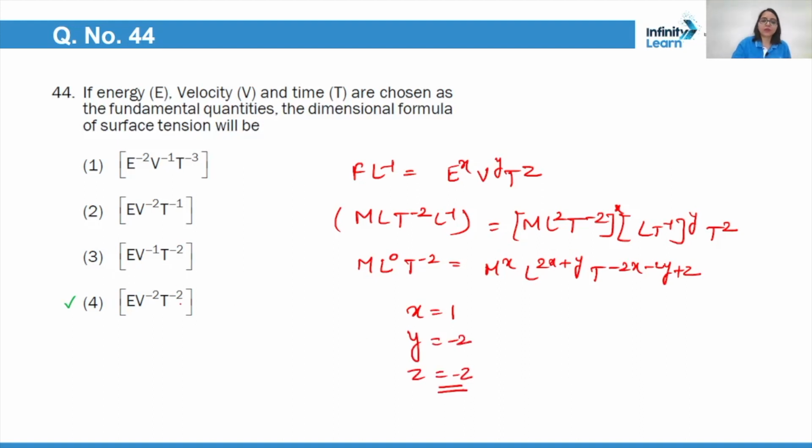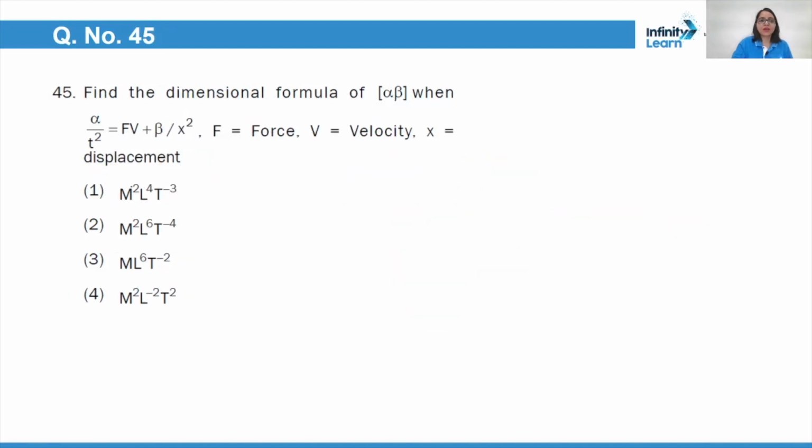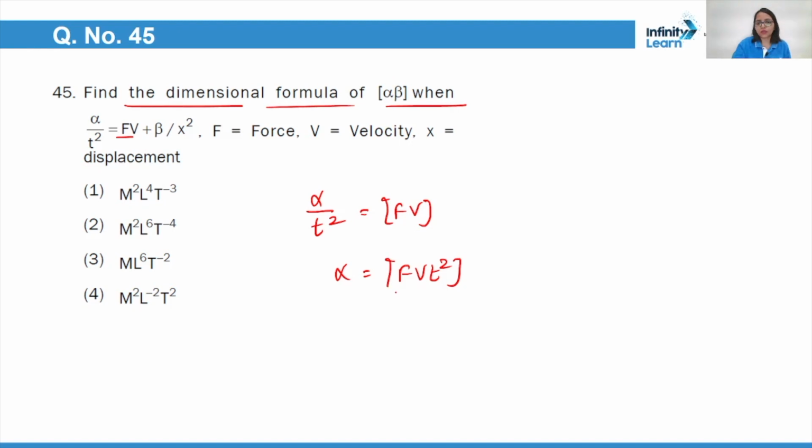So the correct answer will be option 4. Question number 45. Find the dimensional formula of alpha into beta. So basically alpha upon t square should be equal to Fv dimensional formula. So the dimensional formula of alpha will be Fv times t square, which is MLT^-2 into LT^-1 into T^2. So this will be ML^2 T^-1.